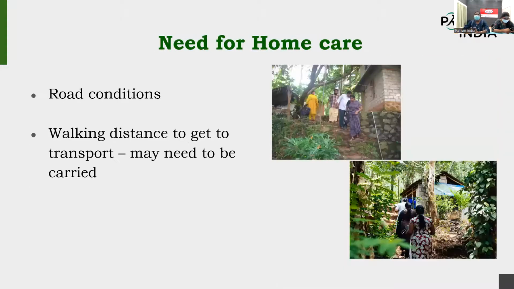Next. This is one of our patients' houses, and this patient is quadriplegic and there are no good road conditions to reach that patient's house. And that quadriplegic patient is also having continuous bladder drainage. We know if a patient is with continuous bladder drainage, there is a need to change the catheter in 3 to 4 weeks. Is it possible to shift that patient every 3 to 4 weeks to a hospital? Is it possible? No, it is difficult. So we can arrange a home visit for that patient. That is what we mean by road conditions. Then walking distance to get to transport, may need to carry. These are some of the points for arranging a home visit for that patient. Next.